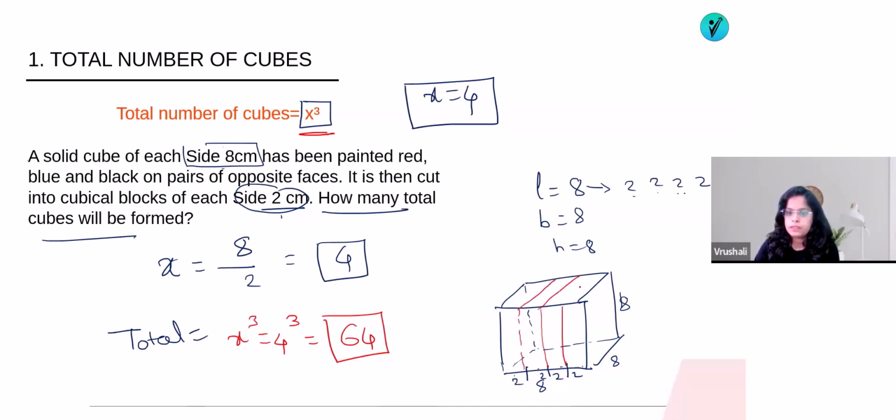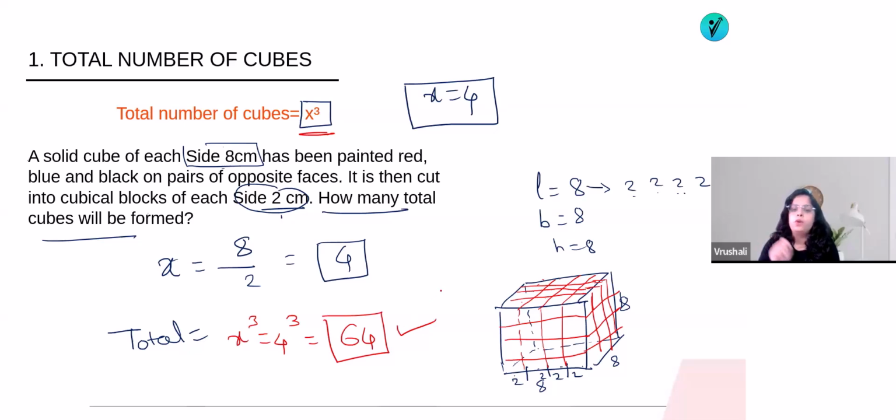Similarly, these 4 parts, these 4 parts. Right? This will be the 4 parts. Okay, 4 parts. Getting it? This type of parts will be there. So 1, 2, 3, 4, 1, 2, 3, 4, x is 4 and total cubes formed will be 64.